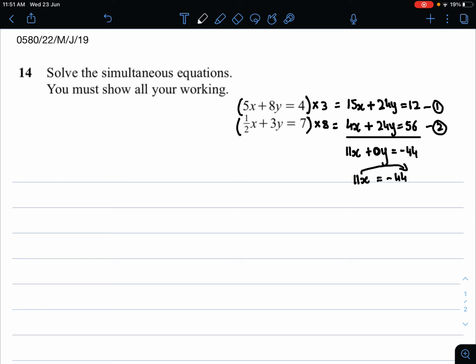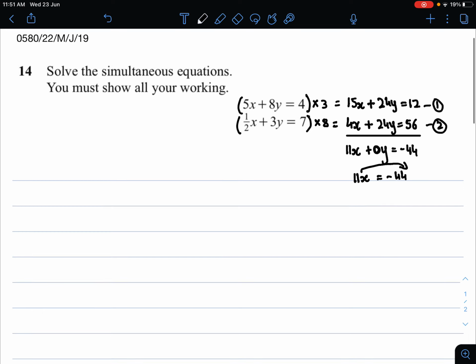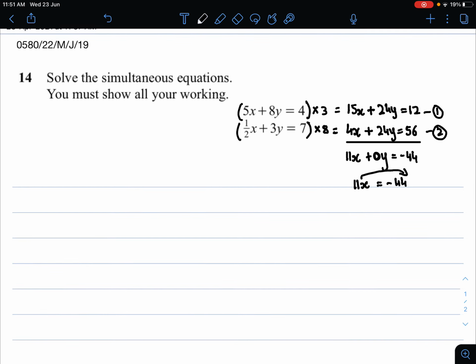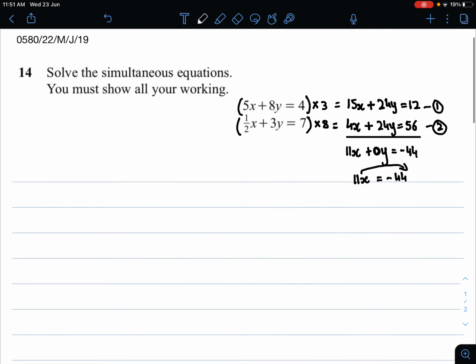Therefore we can move the 11 to the other side of the equation, making it division, because when you move multiplication to the other side of the equation, it becomes division. So it would be x equals minus 44 divided by 11, which is equal to minus 4. So this would be your x answer for this question.